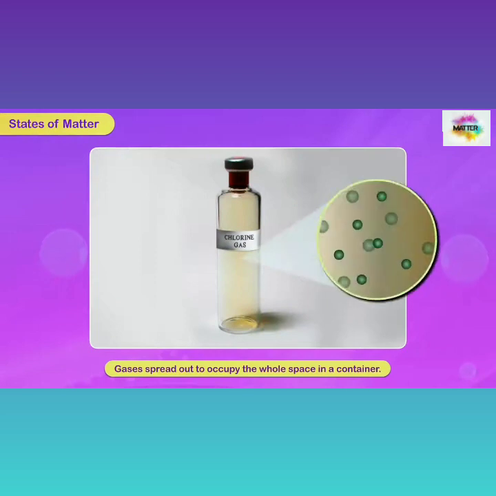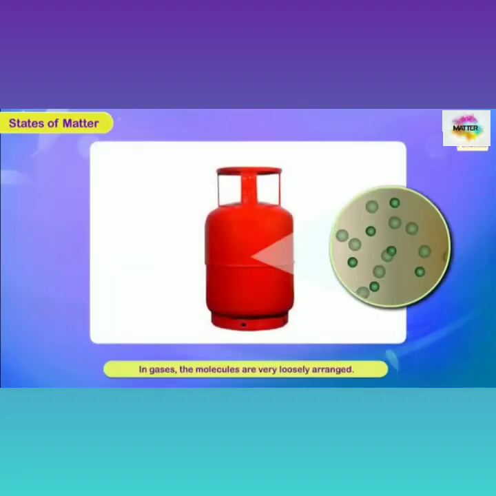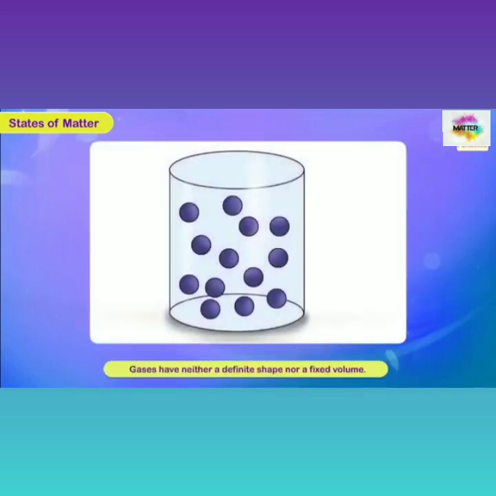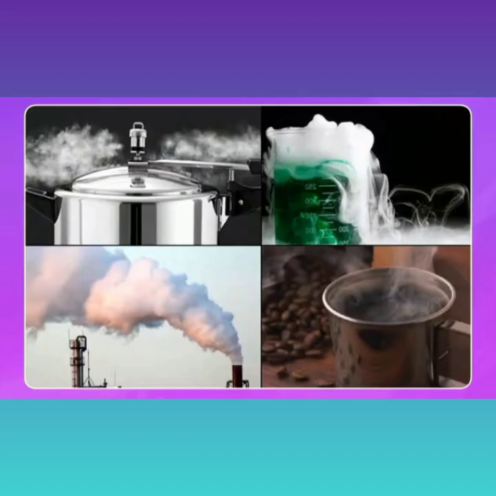Gases spread out to occupy the whole space in a container. And what about the molecules in gases? In gases, the molecules are very loosely arranged. It means the molecules are far apart from each other. So this was all about the third state of matter, that is gas.